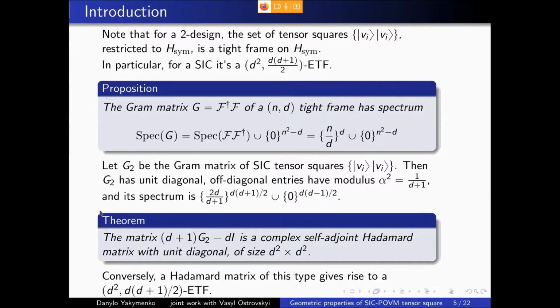Now what we can do, we just take this linear transformation of this Gram matrix, and it turns out that it's not easy to see. It is easy to see that this will be a complex self-adjoint Hadamard matrix with unit diagonal, right? And this is how every SIC is actually related with some Hadamard matrix.